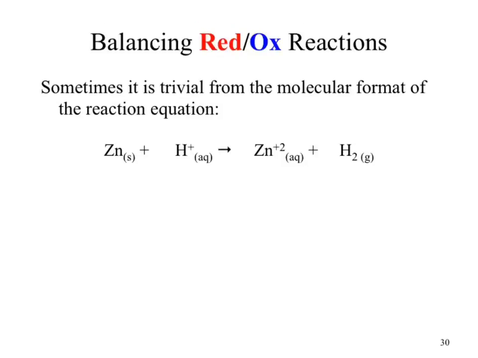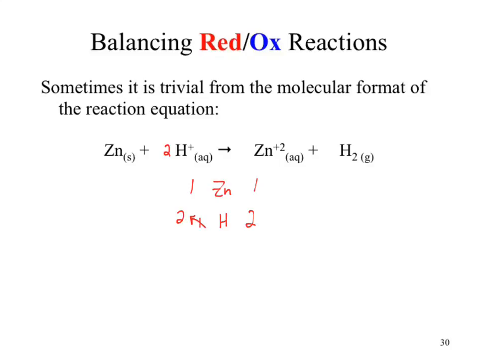How do we balance a reaction? How many zincs are on the reactant side? How many zincs on the product side? So zinc is balanced. How many hydrogens? And? 2. Is it balanced? No. What do you have to do?